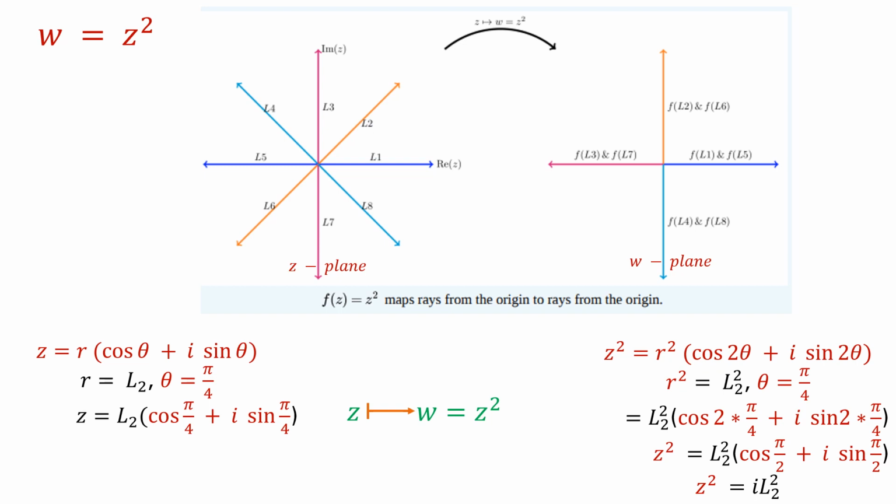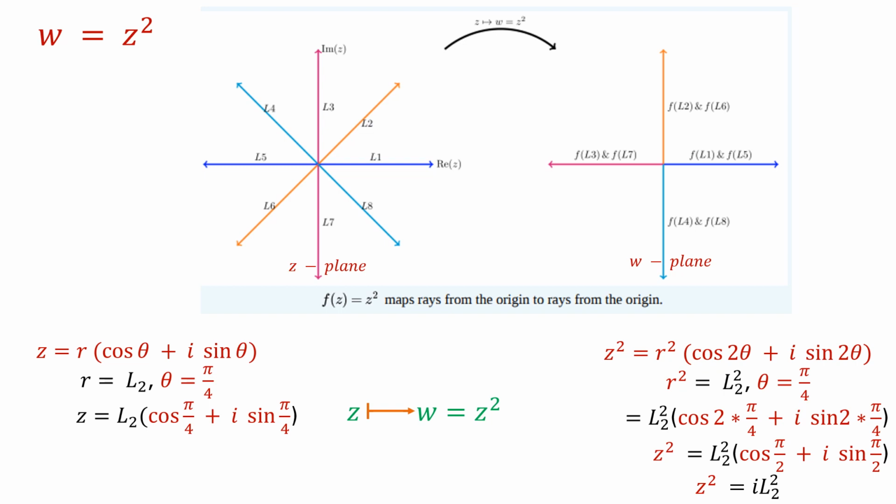Now let us consider the ray L2 in the Z plane denoted by the color orange, originating from the origin having an angle theta is equal to pi by 4. So for this ray Z is equal to r (cos theta plus i sin theta). So r will be L2 and theta will be pi by 4 and hence Z will be L2 into (cos pi by 4 plus i sin pi by 4). The components of cos and sin will make this ray starting from the origin denoted as L2.